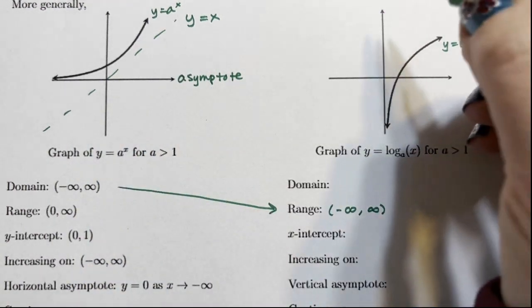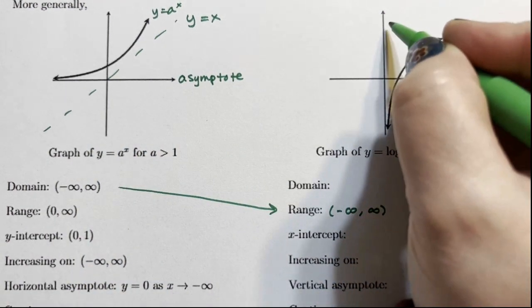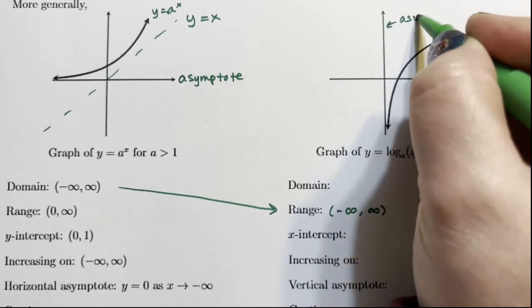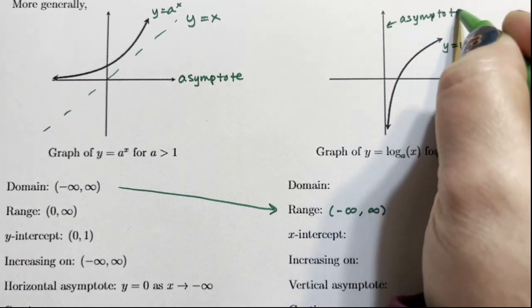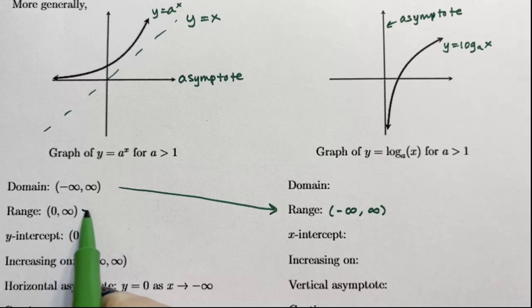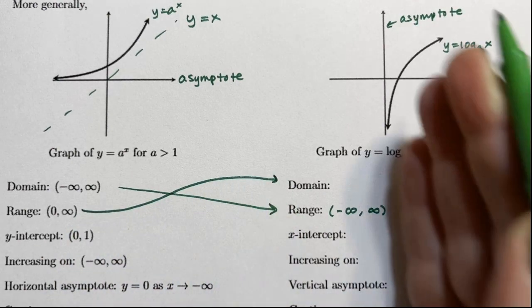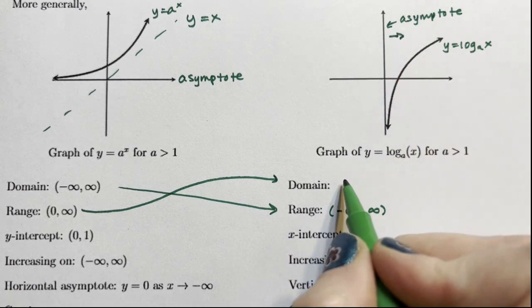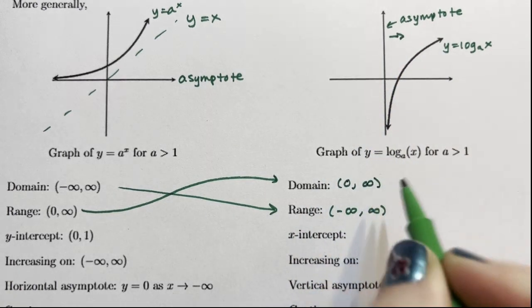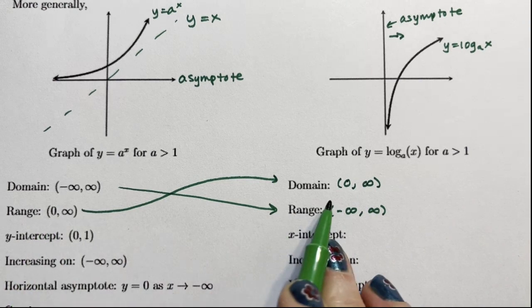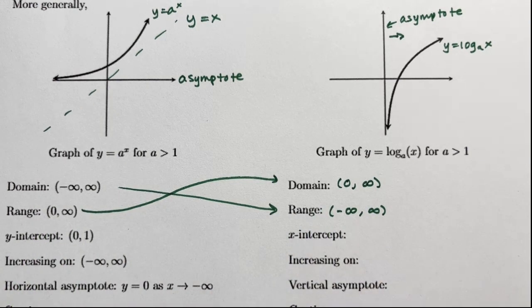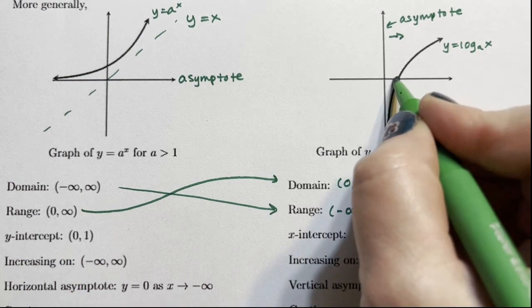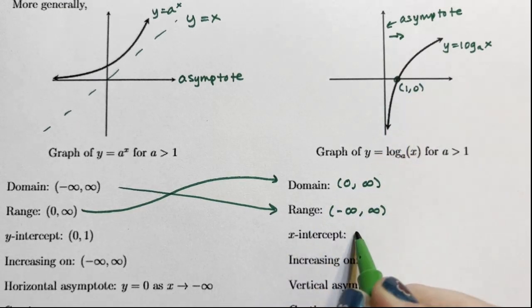That means over here, our y-axis is an asymptote, and the domain of our log is 0 to infinity. Because it's an asymptote for both of them, we use parentheses because it will never touch. It doesn't equal. The y-intercept is (0, 1), which means over here our x-intercept right here is (1, 0).